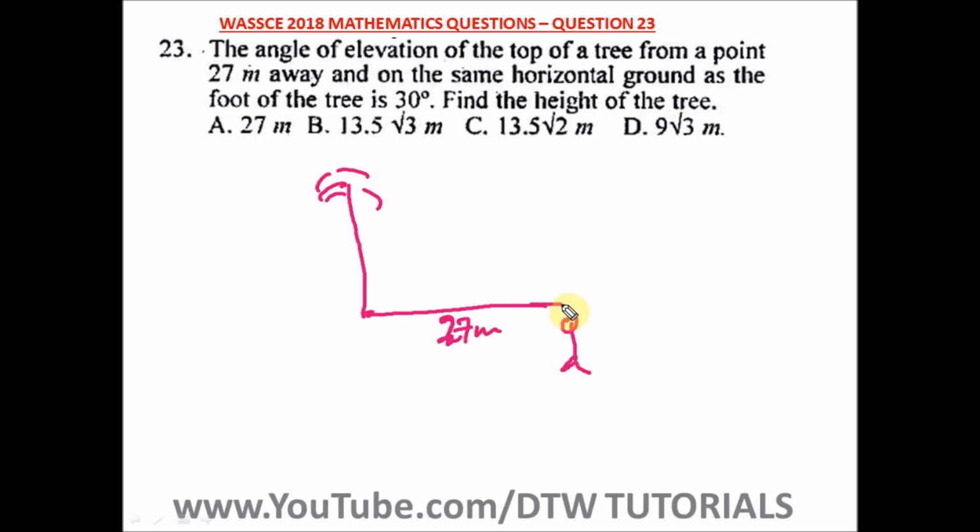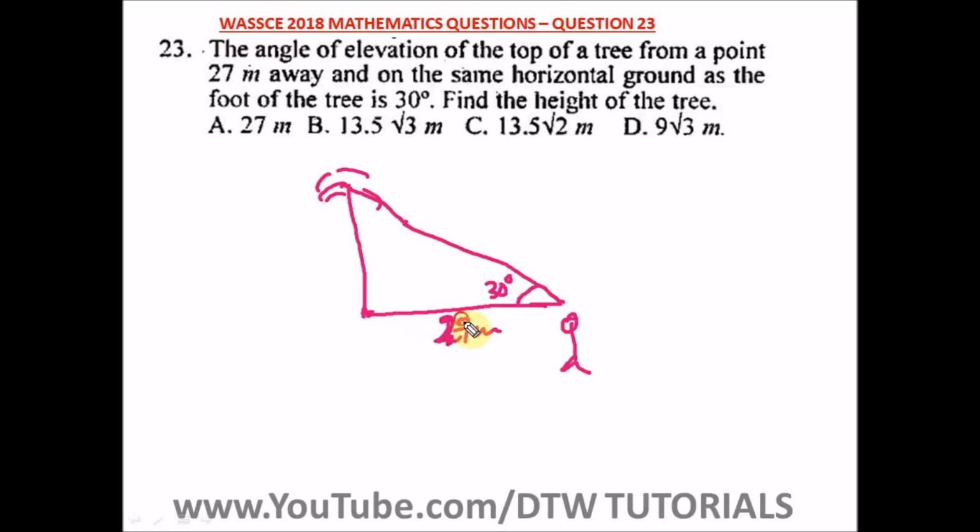You are here, looking this way. Our angle of elevation will be this, all right? And it says 27 meters away and on the same horizontal ground as the foot of the tree. So this is the foot of the tree, and the angle is 30 degrees, so 30 degrees here. So this is the top of the tree we're looking at. All right, so we've drawn our triangle.